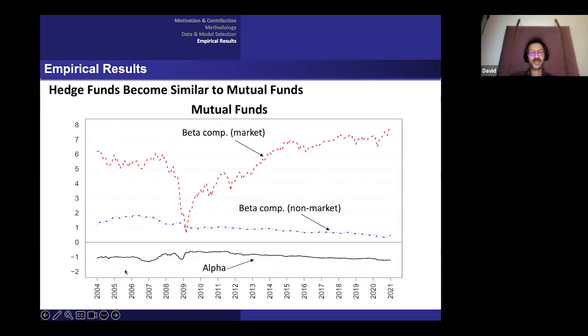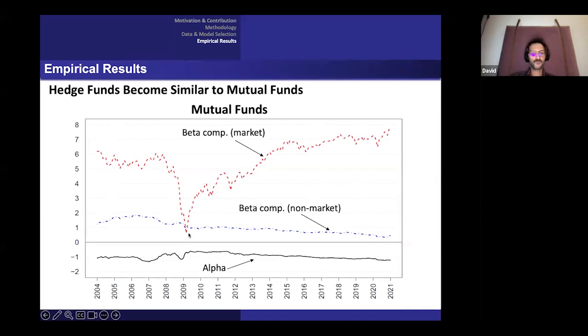What you see with the black line is the alpha of the cross-sectional distribution for the performance of the mutual funds over time, using the Carhart model, which is a standard model for mutual funds. So you see negative alpha. Nothing is surprising here, because there are numerous studies that report the negative alpha for the mutual fund industry.